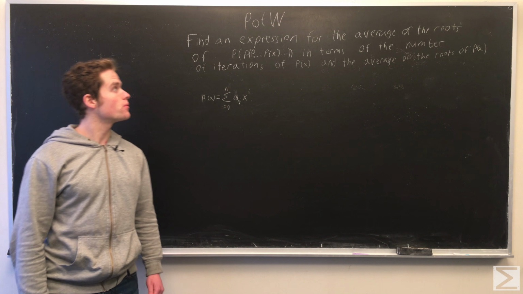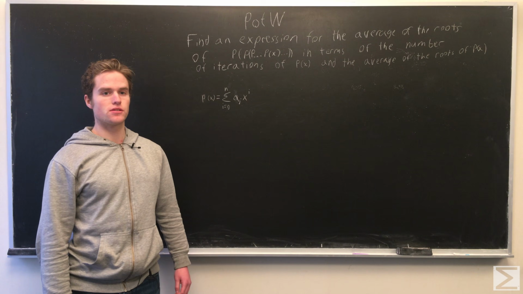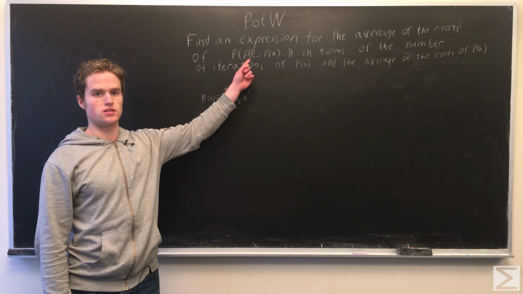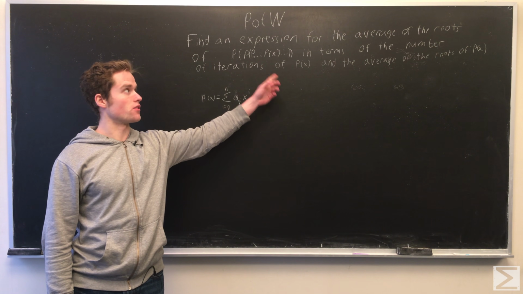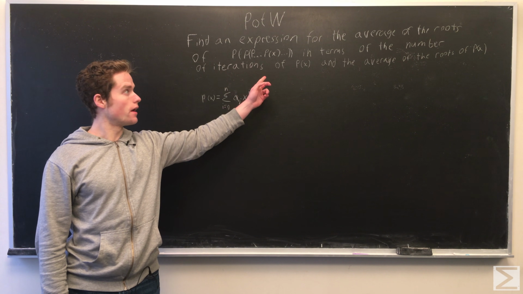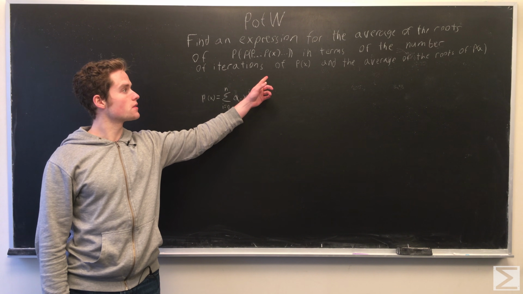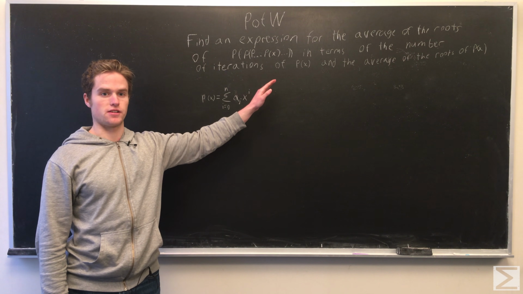For this week's problem, we want to find an expression for the average of the roots of this iteration of a polynomial in terms of the average of the roots of the initial polynomial and the number of iterations. Now the answer to this is that the average of the roots is just invariant.